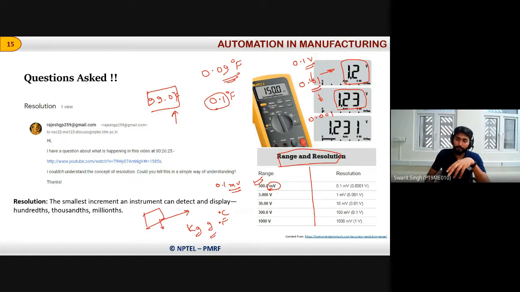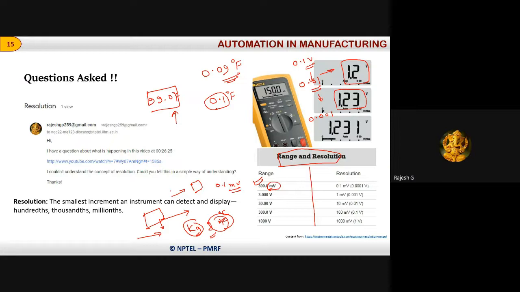So you are applying some force, or some heat or temperature, and you are getting these values here. The instrument that can sense the smallest increment and show that value, that smallest increment it is displaying is the resolution of that particular system, right? That change in the input that it is recording. Thank you very much.